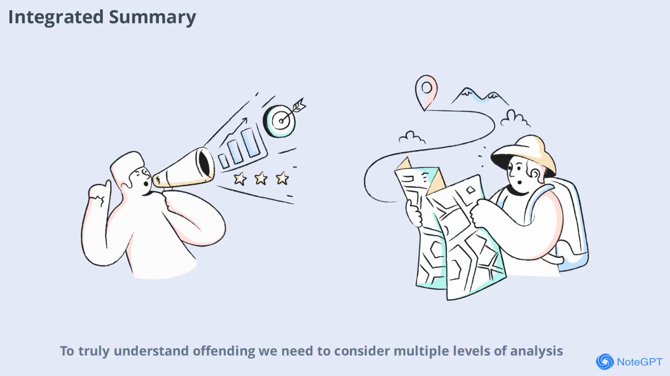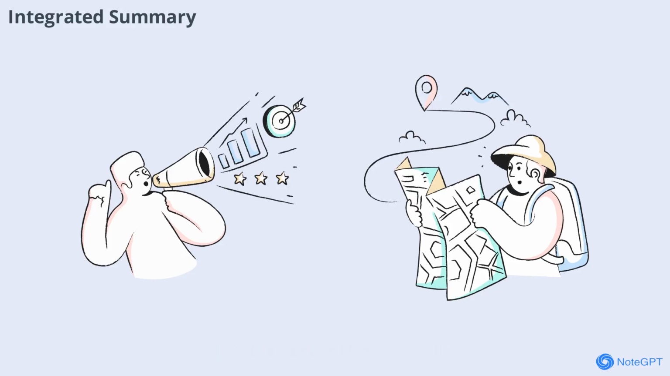To truly understand offending, we need to consider multiple levels of analysis: societal structures and strain, neighborhood opportunity and deprivation, peer learning and socialization, and individual traits and development. Biological and genetic factors provide insight into mechanisms but don't deterministically cause crime. Life experiences, especially ACEs, poverty, and family instability, increase risk through stress and learning.